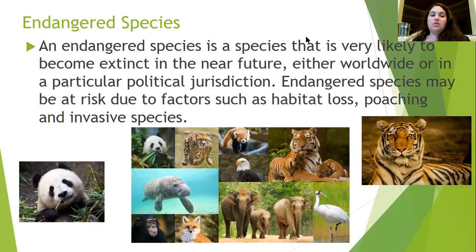Endangered species may be at risk due to factors such as habitat loss, poaching, and invasive species also. So pandas, for example, are endangered species. Tigers are also endangered. After watching a documentary recently, I realized that we actually have more tigers in captivity than we do in the wild, so that's really sad. Elephants are endangered, manatees are endangered, and the bald eagle is also endangered.